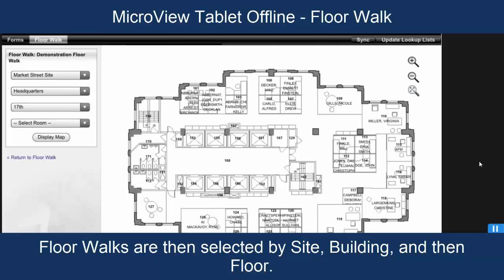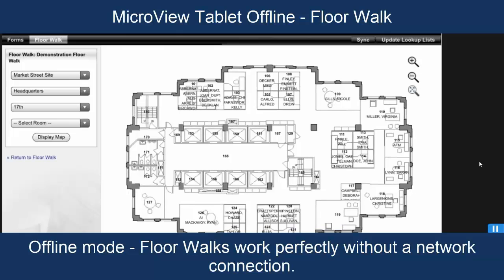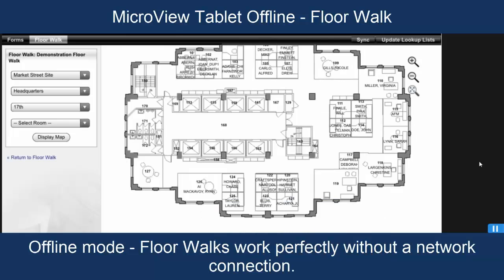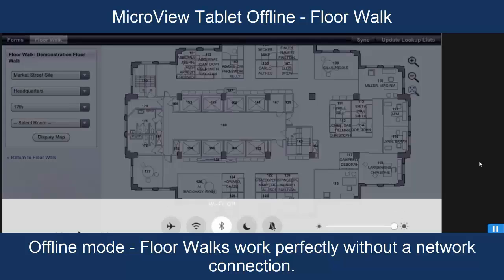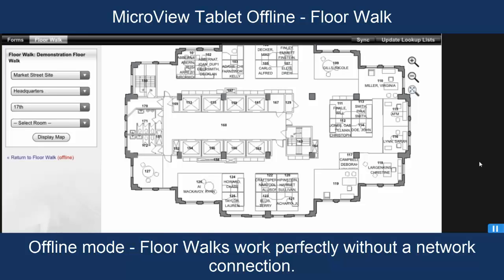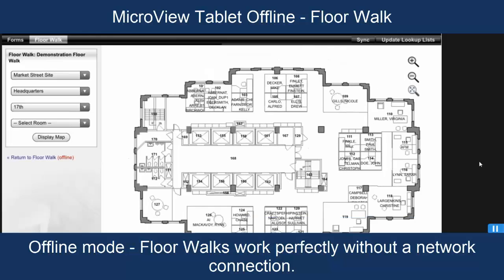And before we go much further, one of the real strengths of MicroView tablet is its ability to work offline, so we're going to do that at this point. I'm going to pull things up from the bottom of the screen here, turn off the Wi-Fi connection for this iPad. Pull the map back to where it was, and we're going to start here in room 101.